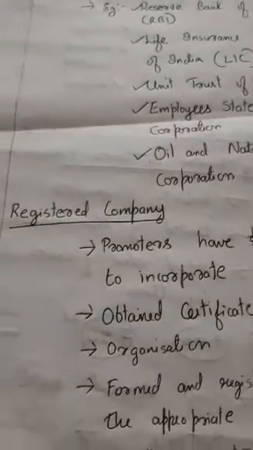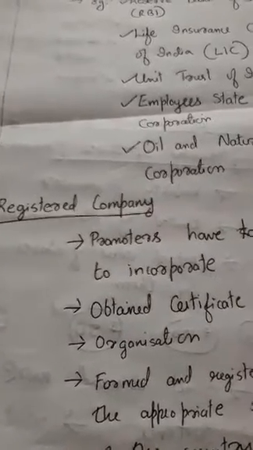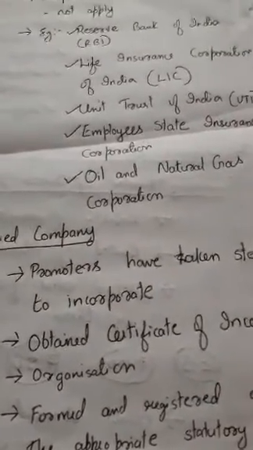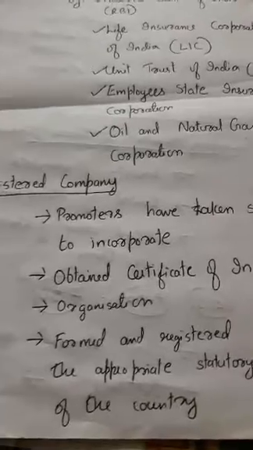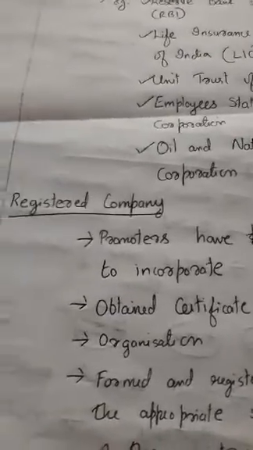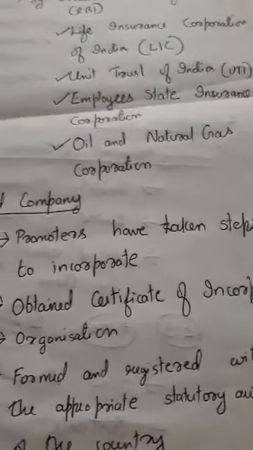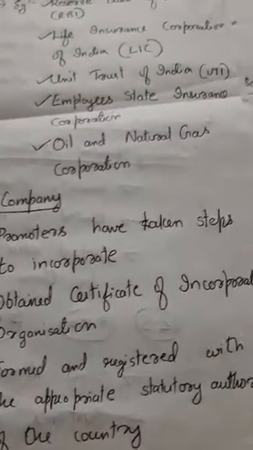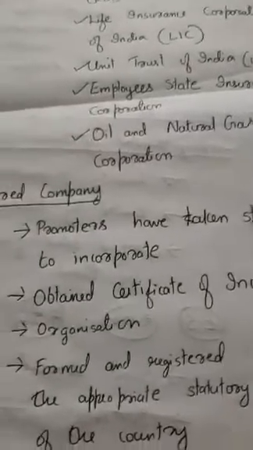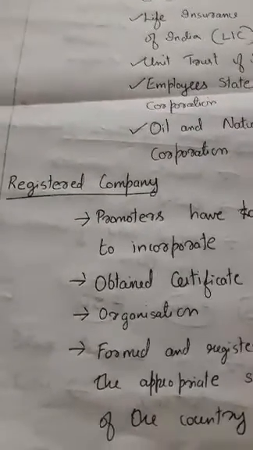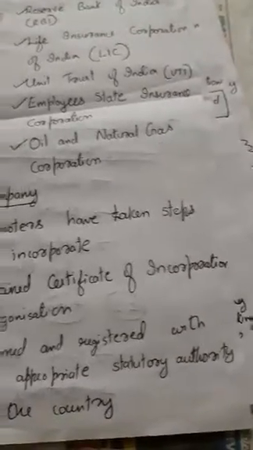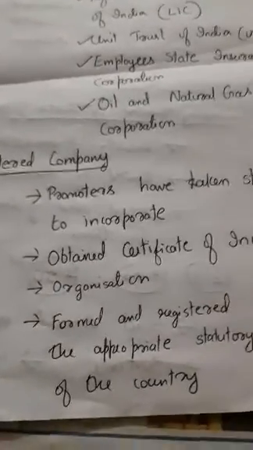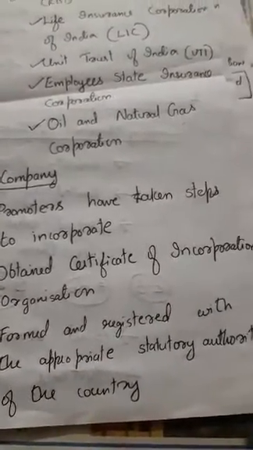Now let's move on to the next classification of company on the basis of incorporation, that means the way in which it is formed or incorporated. The next classification is the registered company. What is a registered company? A registered company is a company wherein the promoters have taken steps to incorporate the company, and for that the promoters have obtained a certificate of incorporation. A registered company is an organization that is formed and registered with the appropriate statutory authority of that country.